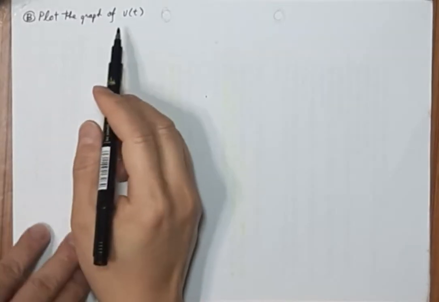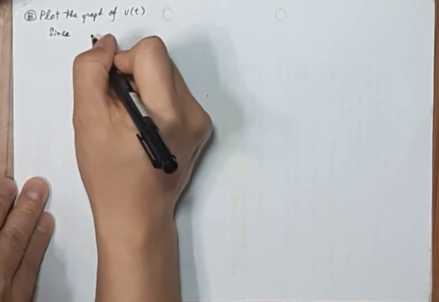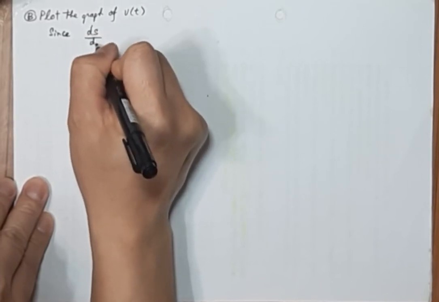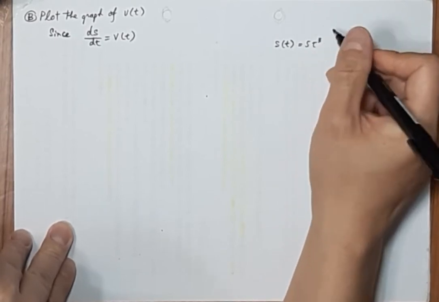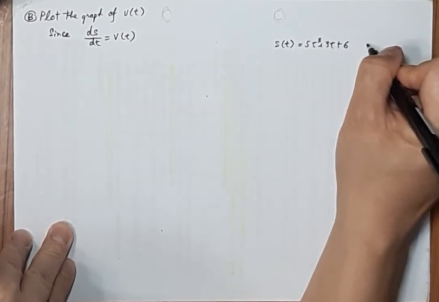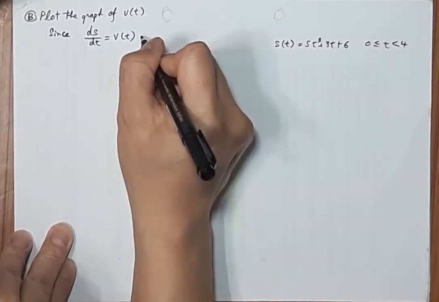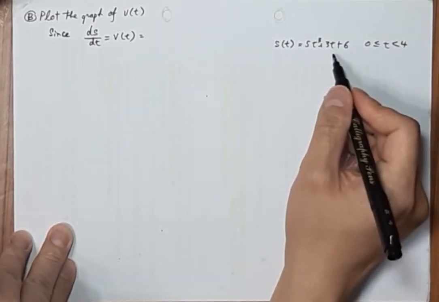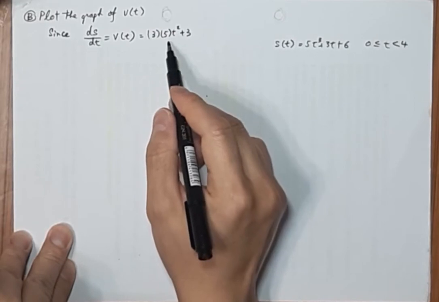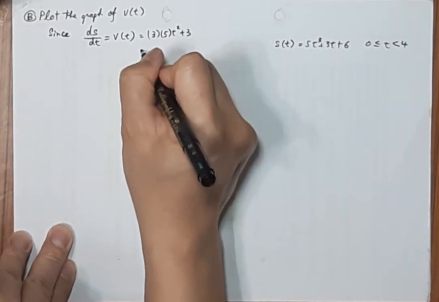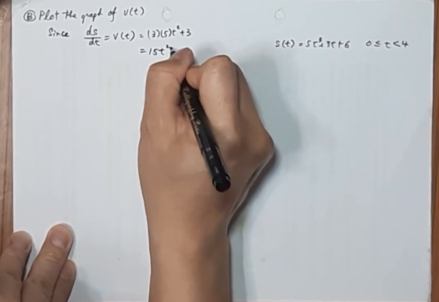Part B, we plot the graph of v(t). Since we know that ds by dt is equal to the function v(t), and s is equal to 5t cubed plus 3t plus 6, t is from 0 to 4, we differentiate this equation once. We have 3 times 5t squared plus 3, which is equal to 15t squared plus 3.